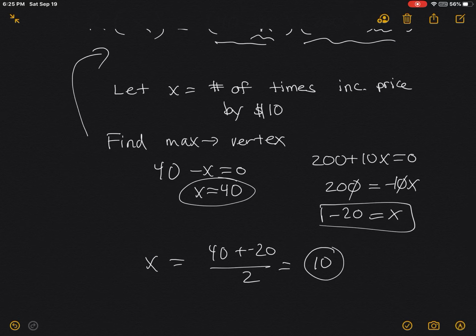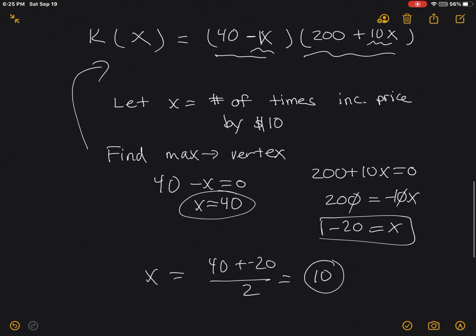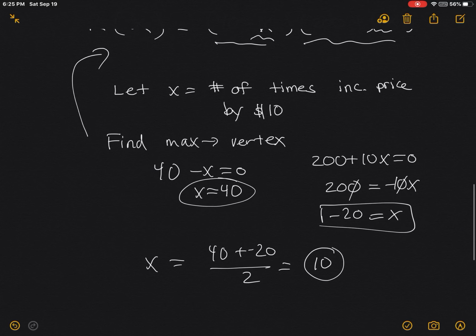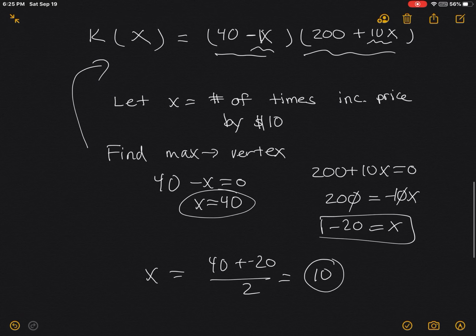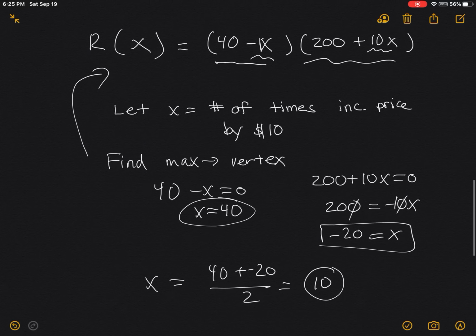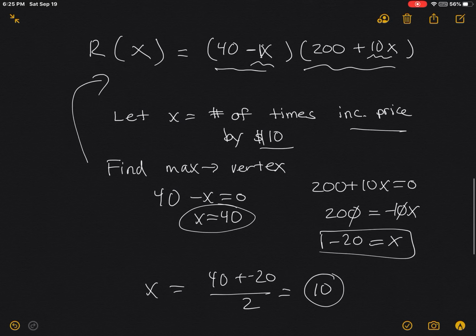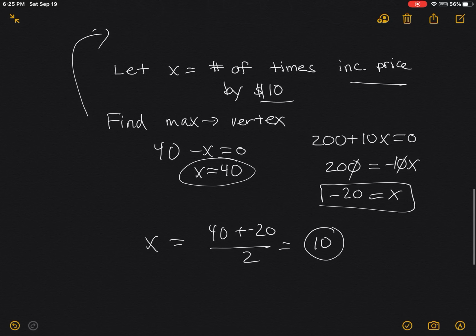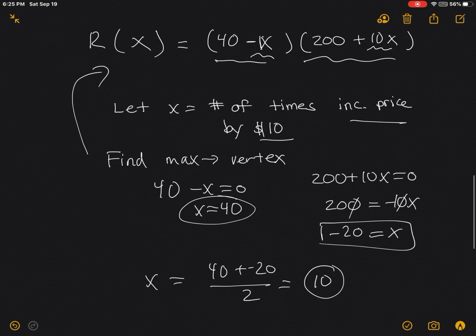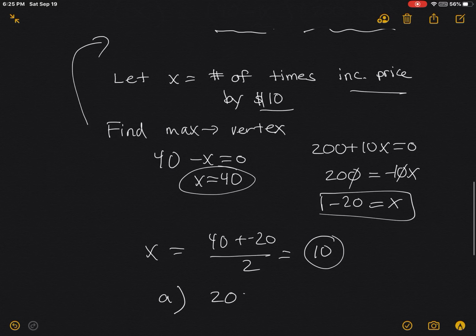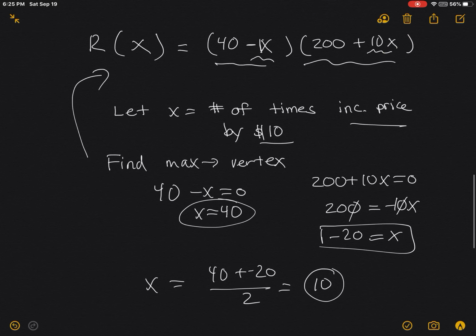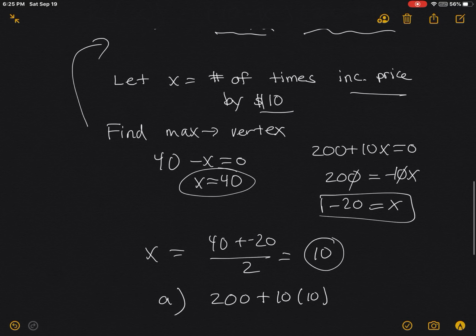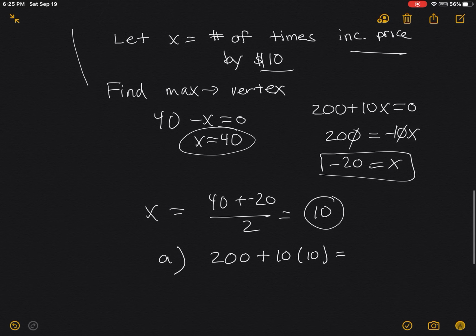So is that it? Is 10 my final answer? The store should just charge $10? No, 10 is the number of times. 10 is the number of times I should increase the price by $10. So if 10 is the number of times I should increase the price by $10, the answer to part A, what should the store charge? 200 plus 10 times 10, so 200 plus 100, which is $300.